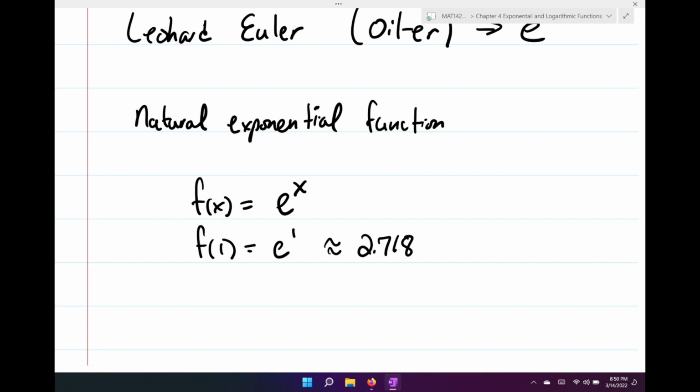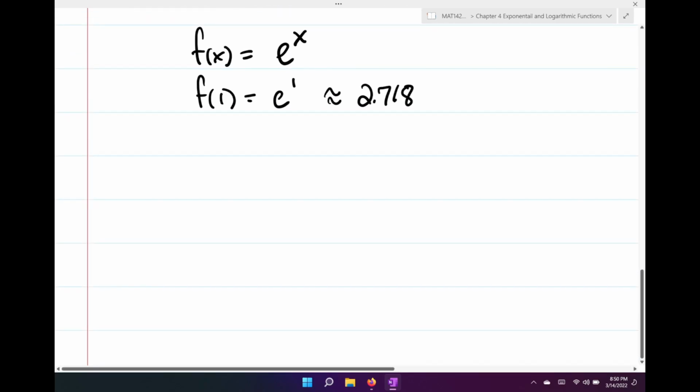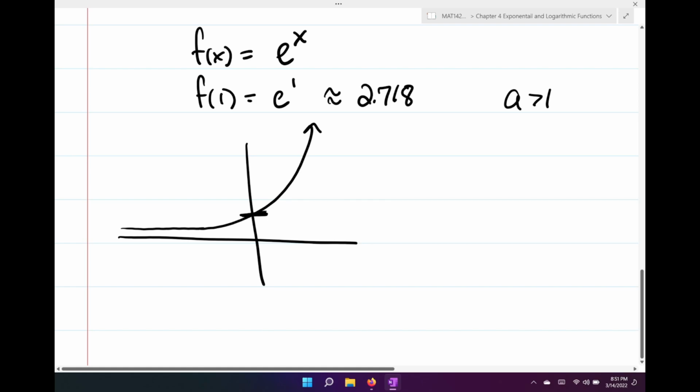The graph of an exponential function, in this case e to the x, follows all the other ones. Since e is 2.7, it's a positive number. In other words, a is greater than 1. We know that it's going to creep along the x-axis when my x values are negative. Then it's going to cross the y-axis at the point (0, 1). And when x gets larger and larger, the exponential itself is going to get larger and larger.